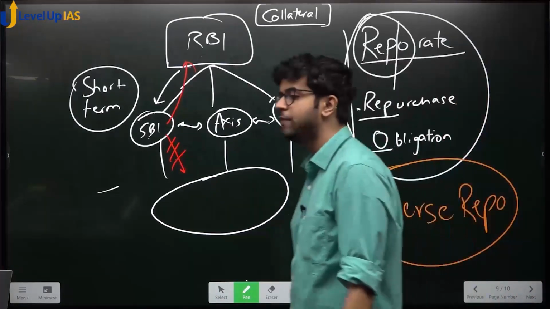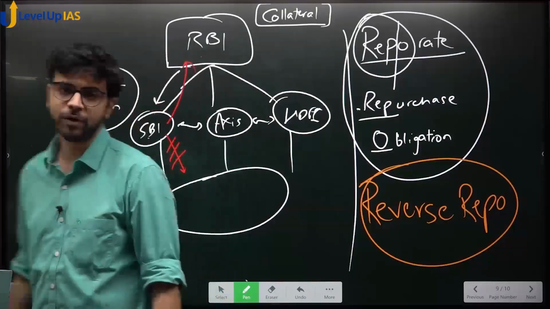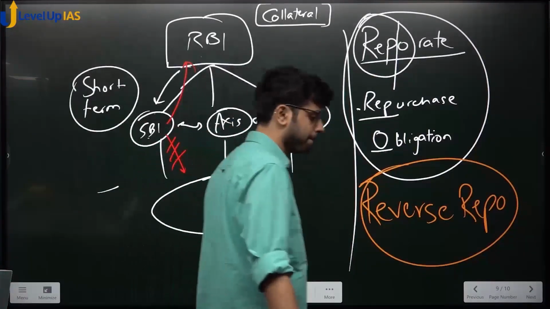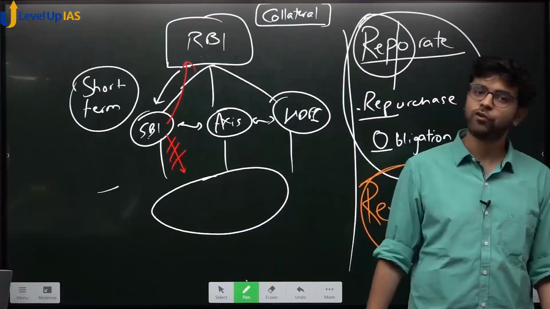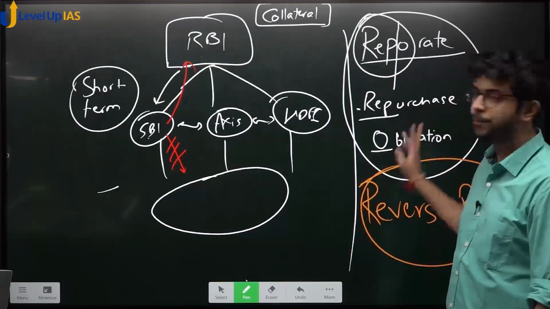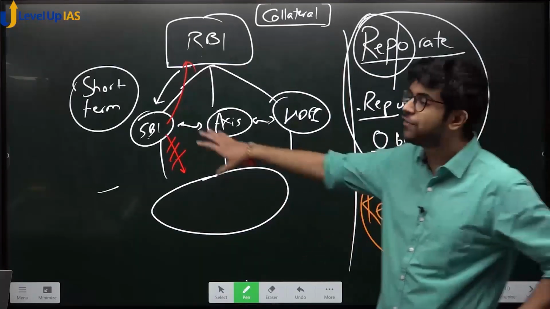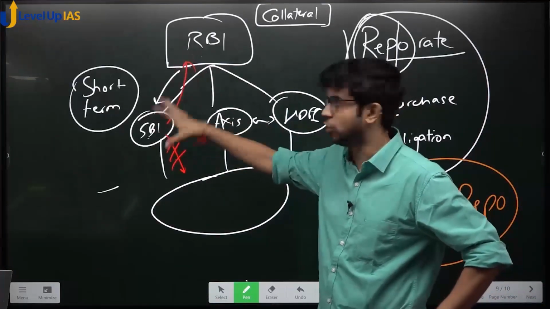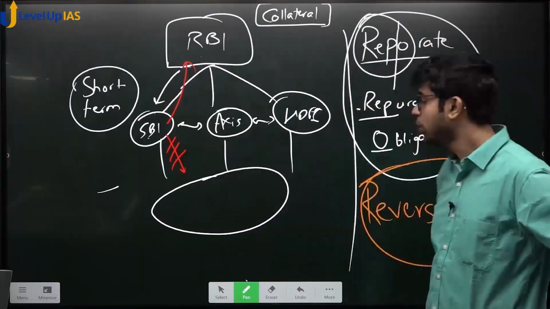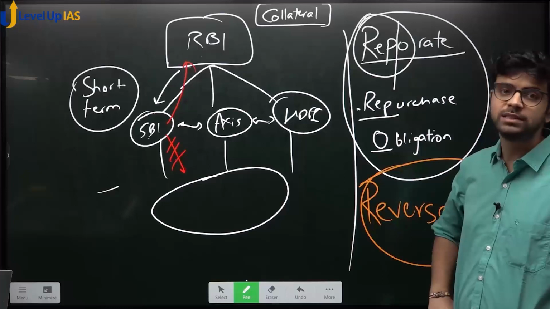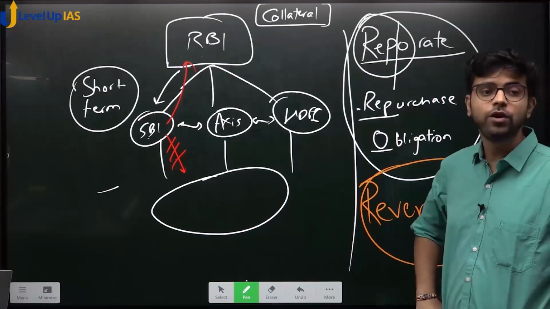Answer this. RBI wants to increase money supply in the economy. What will it do with repo rate? What will it do with reverse repo rate? Tell me. RBI wants to increase money supply. What will it do with repo rate? It would reduce the repo rate, making it easier for SBI to borrow money from RBI. Chalo, money has flown here. Now what will it do with reverse repo rate? If it wants to increase money supply, it would?